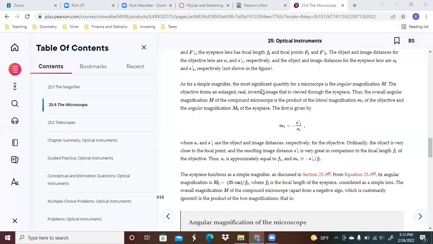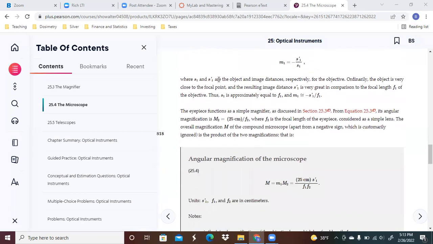As for the simple magnifier, the most significant quantity for a microscope is the angular magnification. The objective forms an enlarged real and inverted image that is viewed through the eyepiece. Thus, the overall angular magnification of the compound microscope is the product of the lateral magnification M1 of the objective and the angular magnification M2 of the eyepiece. M1 is given by this, where S1 and S'1 are the object and image distances, respectively, for the objective.